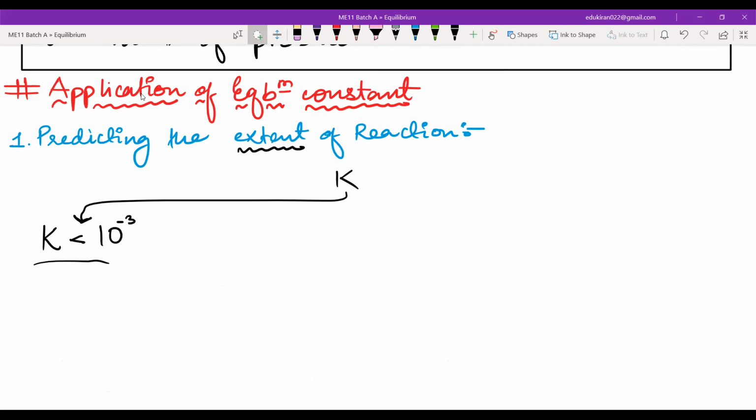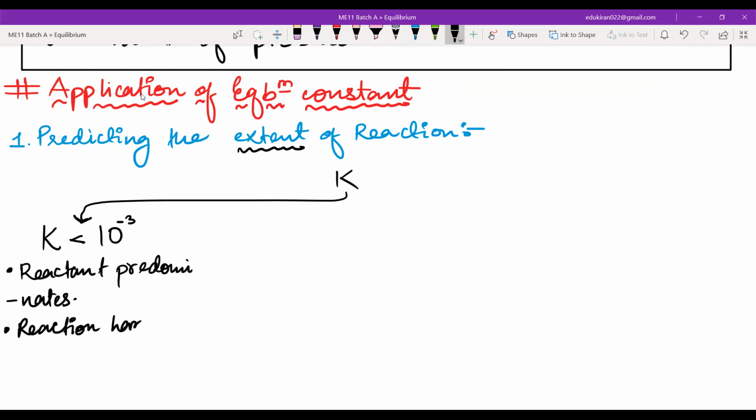So the reaction hardly took place, and in this case, what will be dominant? The reactant is dominant. Reactant predominates, and the reaction hardly takes place.